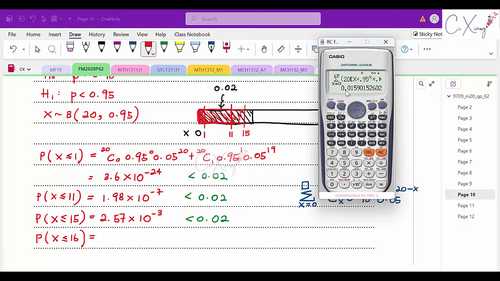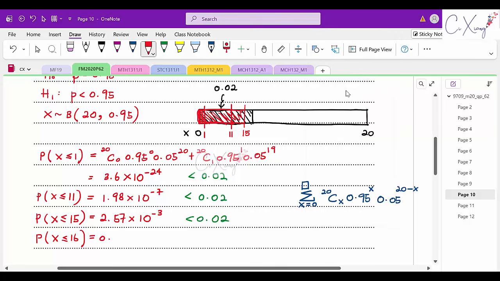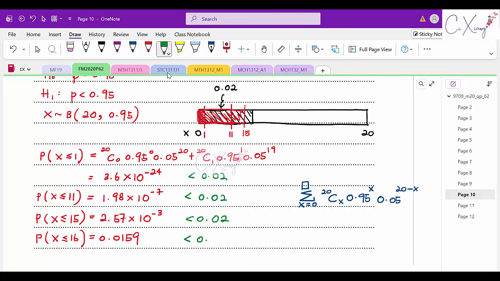And then you're having 0.0159. Compare 0.0159 with 0.02, it is still smaller than 0.02, which means that 16 is still under the rejection region. Because the area that we get is still smaller than 0.02, right? Yeah, so we are very, very close.